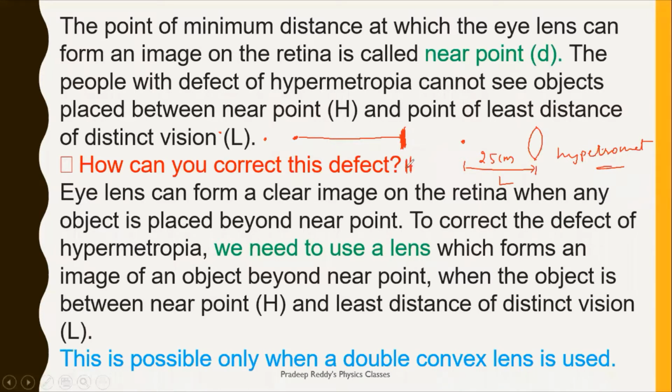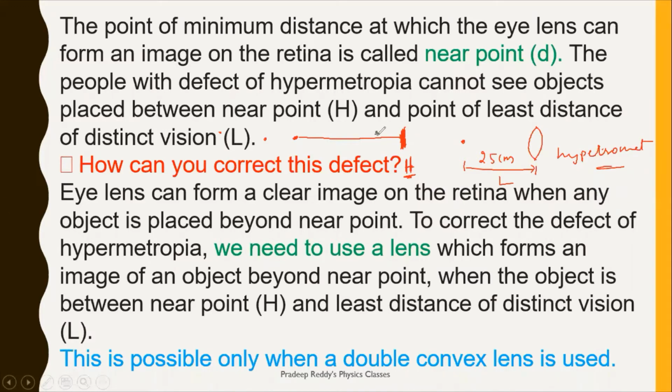This point is H, right? And this point is called the near point. The point nearer to the eye lens, where the image cannot be exactly focused, is said to be the near point. And this is denoted with H.